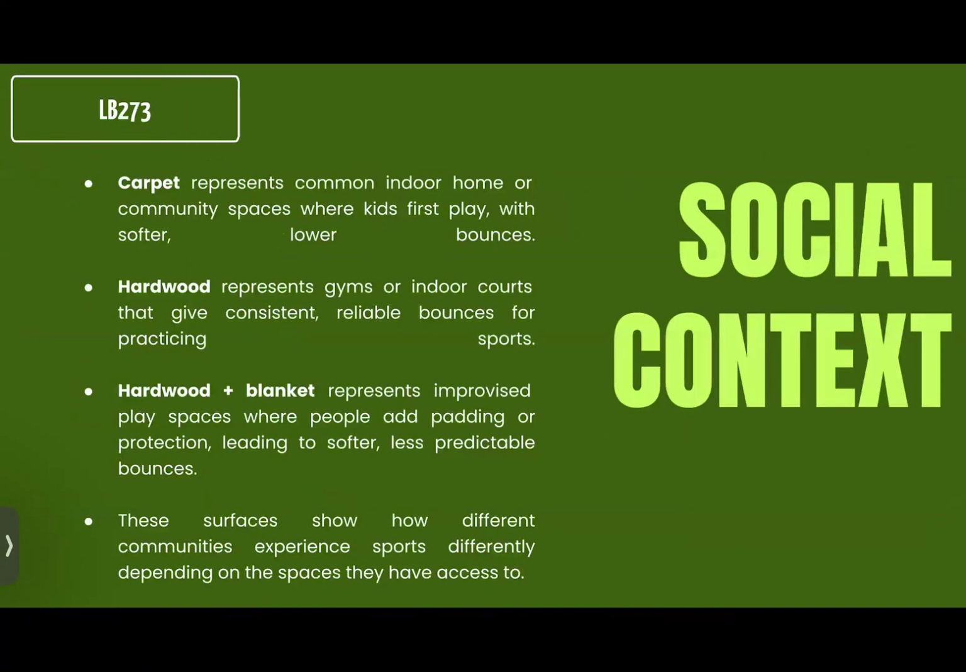So, for social context, these surfaces also represent real world spaces. Carpet is like a soft indoor surface that kids often play on. Hardwoods are like gym or indoor courts where bounces are really consistent. And lastly, hardwood with a blanket is like improvised play in basements or community spaces where people put padding down. All of these influence how people experience sports depending on the spaces that they can access.